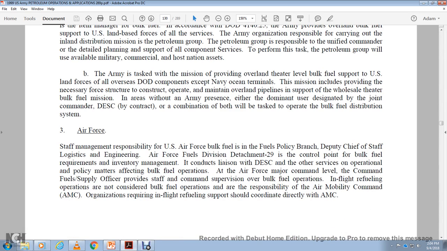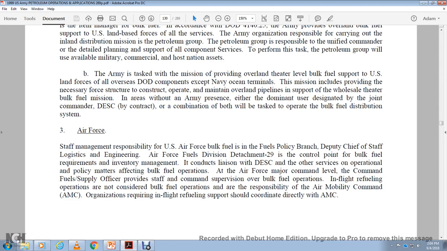All right, the Air Force. The staff management responsibility for the U.S. Air Force bulk fuel is with the Fuels Branch, with the Chief of the Staff of Logistics Engineering, Air Force Fuel Division, Detachment 29, with the control point with the bulk fuel requirements and inventory management, and conducts liaison with the Defense Energy Supply Center with the others for operational policy matters affecting the bulk operation. At Air Force Major Command, the command fuel supplies officer provides the staff command supervision over the bulk fuel operation.